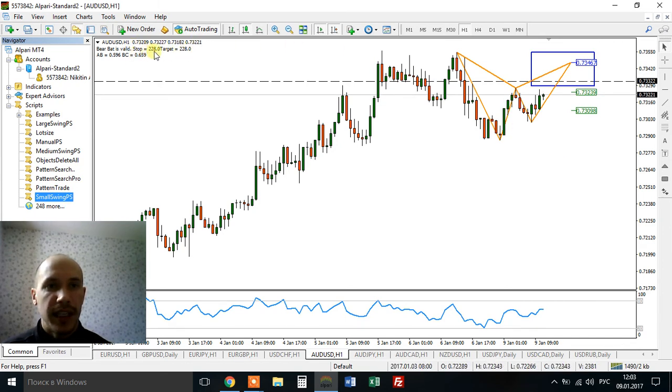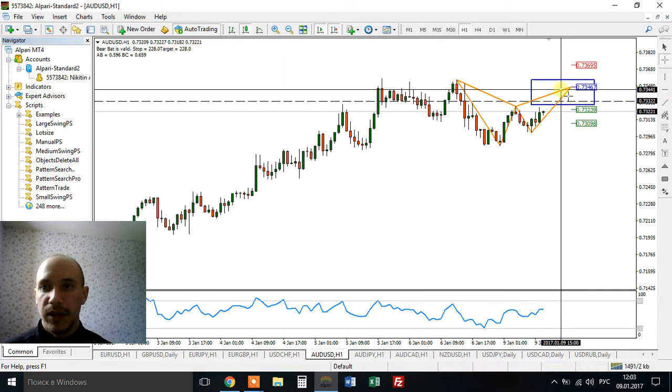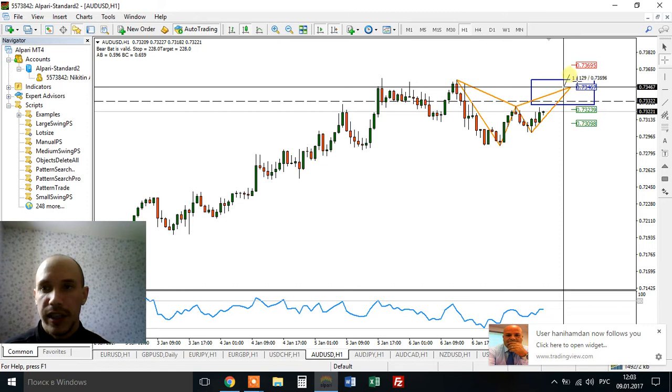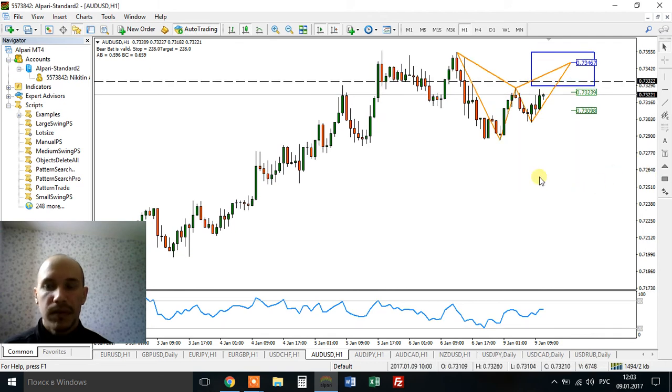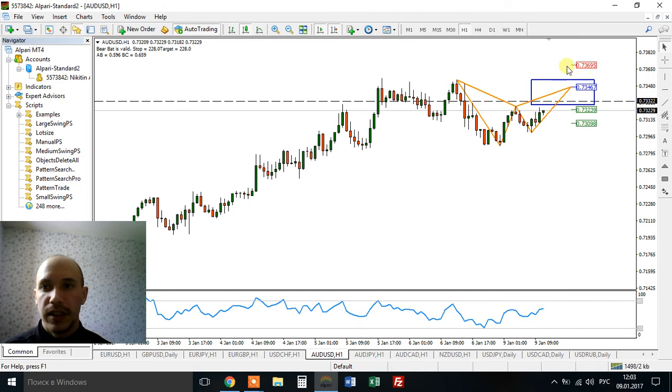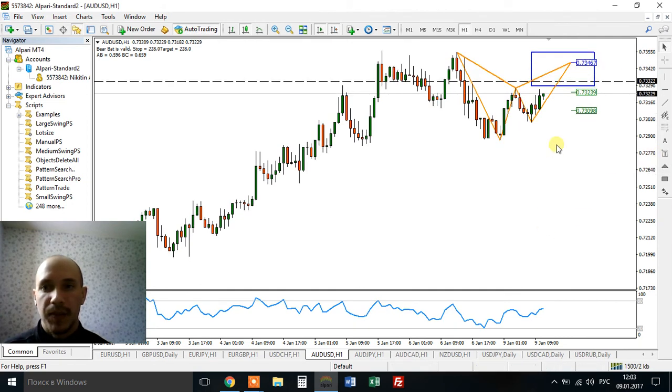The 22.8. 22.8 is the size of your stop loss. Just measure that. 22.8. You see, and 22.8. 1-to-1 distance. I like to use that 1-to-1 distance, but you can use it a bit lower, a bit closer to that thing.